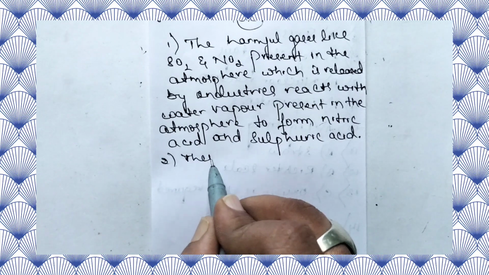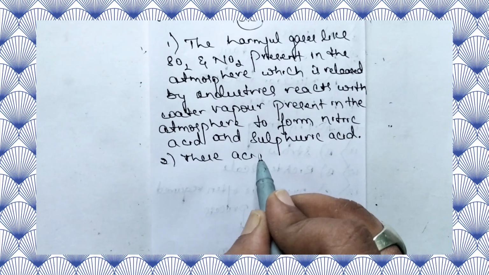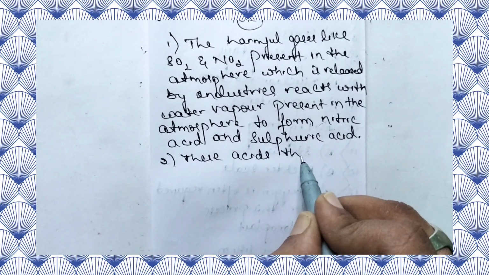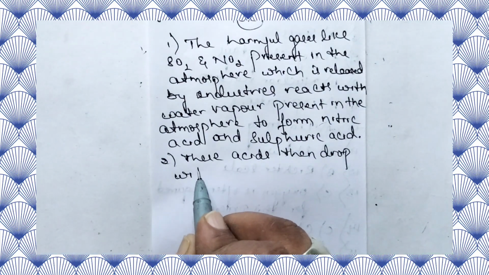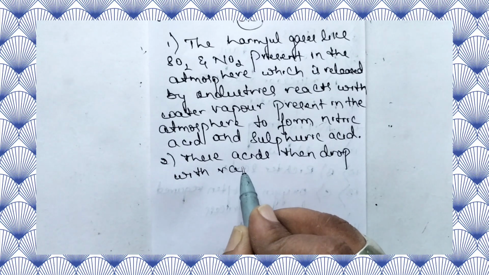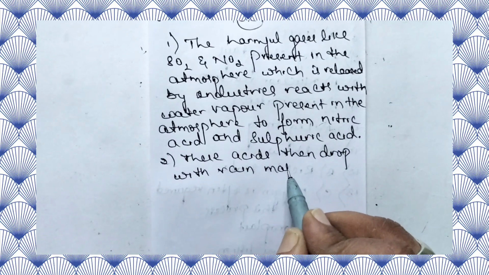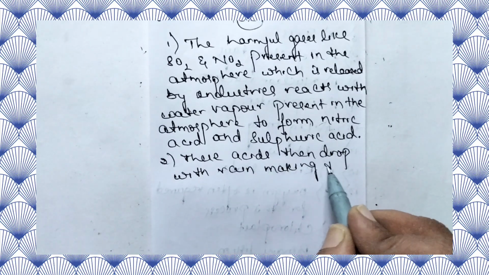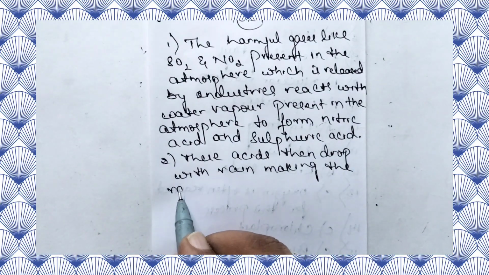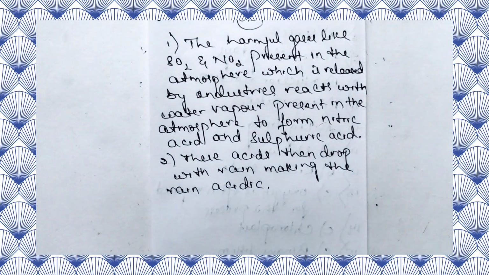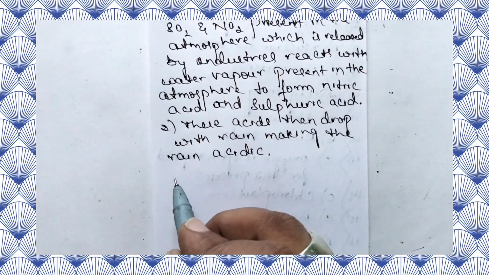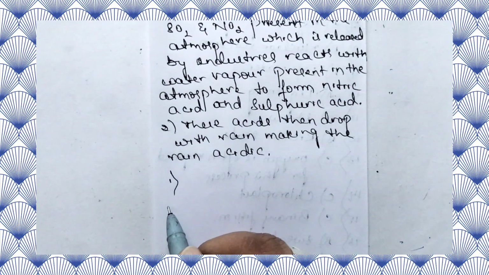These acids then drop with rain, making the rain acidic. So this is the answer for the first question. Within it there is another question: how does acid rain affect us? So let us answer how it affects us.